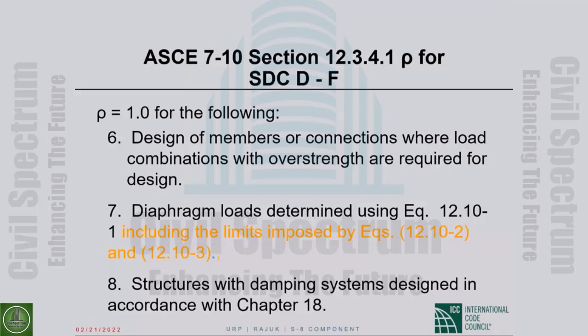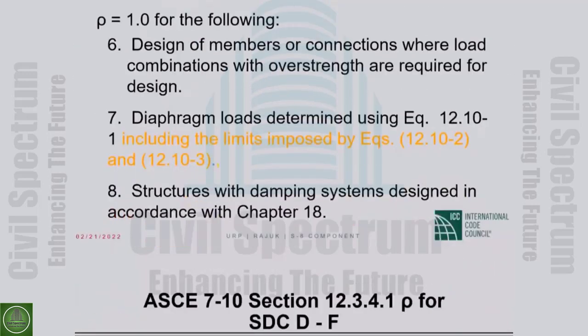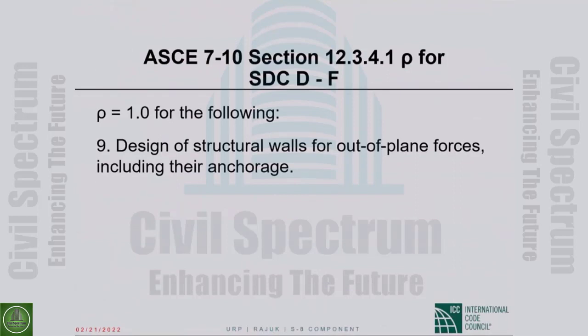Structures with supplemental damping systems that are designed by Chapter 18 of ASCE 7, rho can be taken equal to 1. And finally, design of structural walls for out-of-plane forces. So when you design a wall for out-of-plane bending, including the anchorage of that wall to diaphragms and so forth, rho is equal to 1.